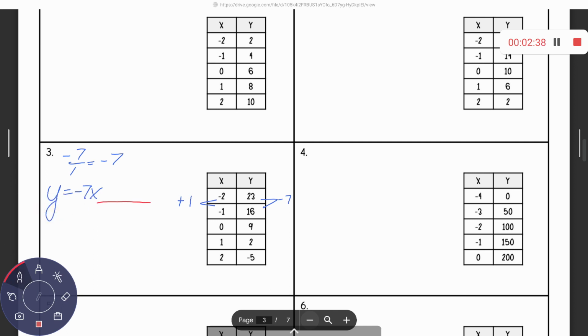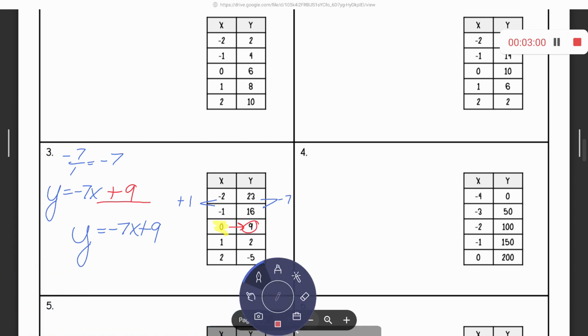And you're trying to find the back. So we're looking when x is 0. We're looking at these x's. x is 0 right here, so y is 9. That means it's a plus 9. So my equation is y is equal to negative 7x plus 9.